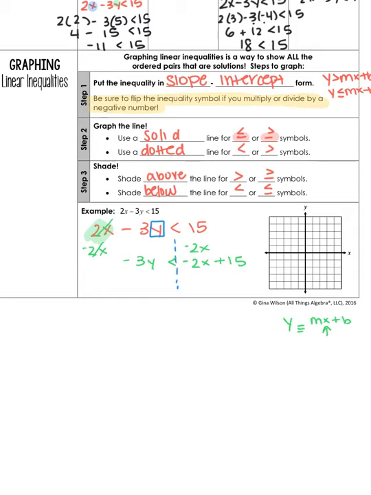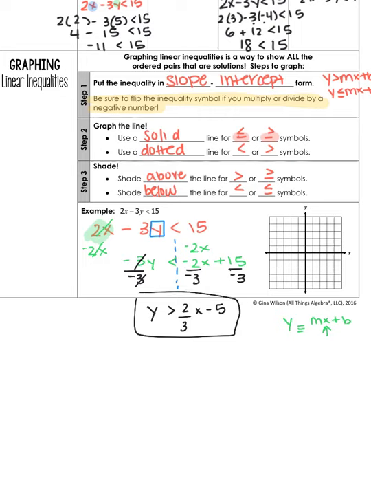All right, our last step here would be to divide by this negative 3. And we have to divide everything by negative 3. Remember, when we divide by a negative, it flips our sign. So it was less than. It will now flip to greater than. Negative 2 divided by negative 3 is positive 2/3. So I have a positive 2/3 x. 15 divided by negative 3 would make negative 5.